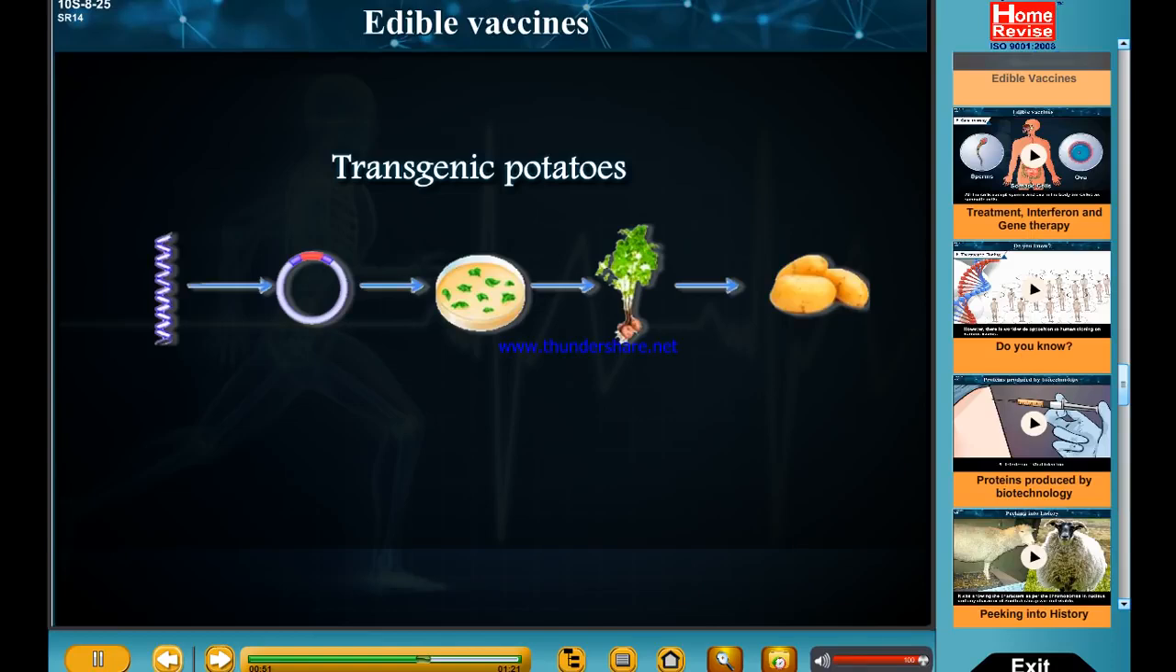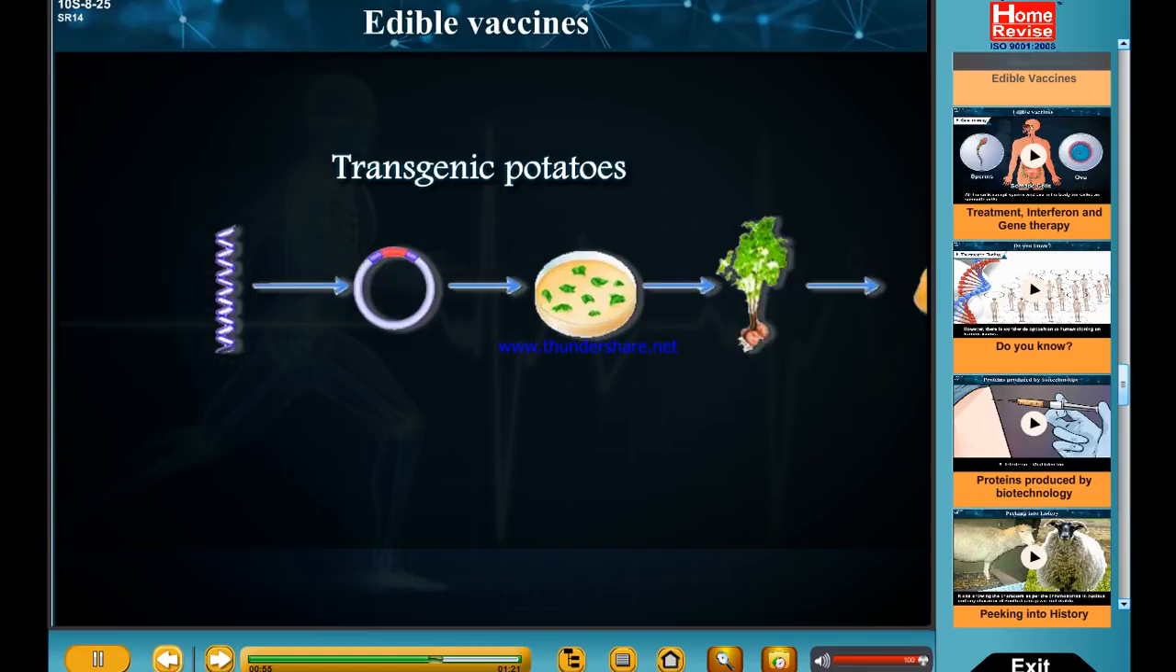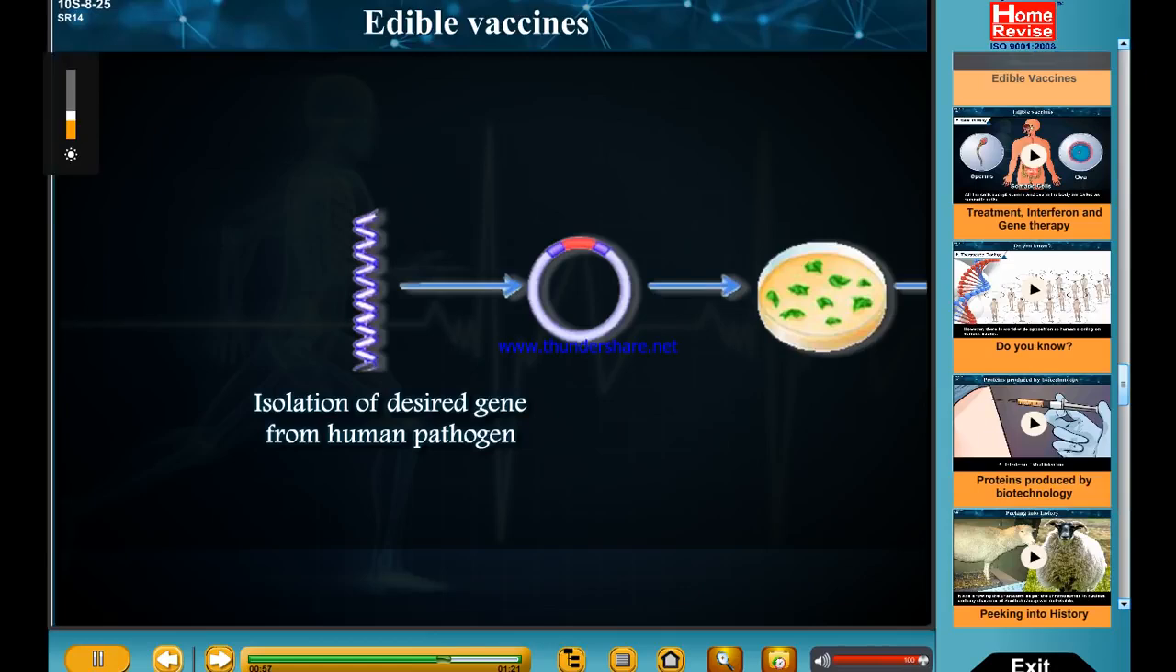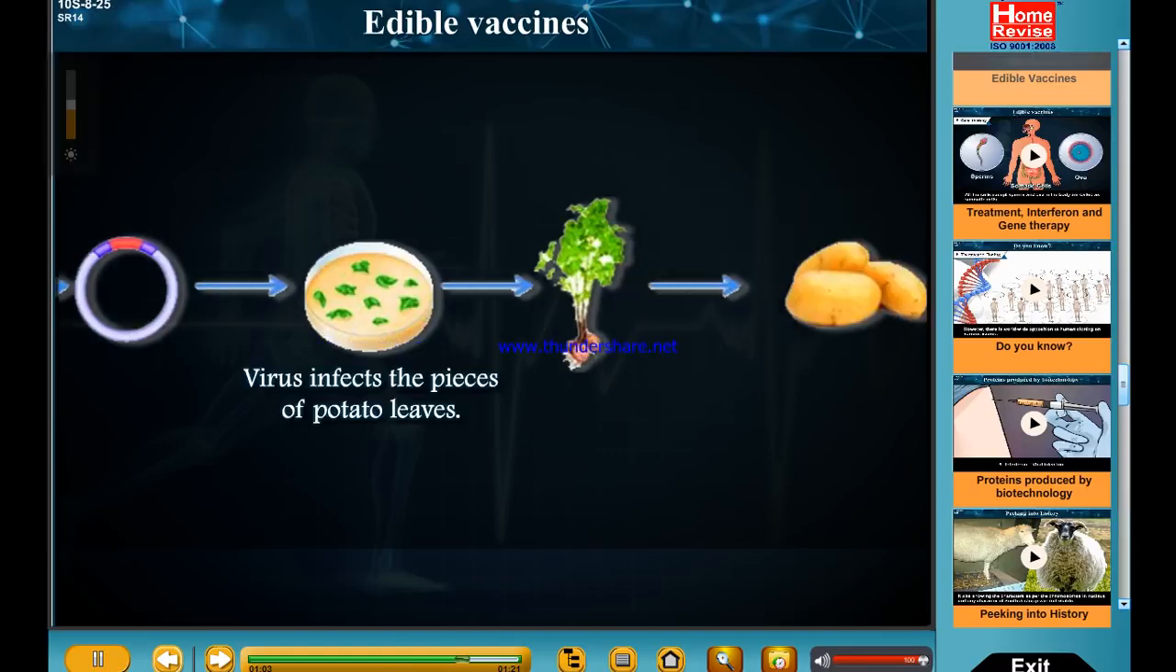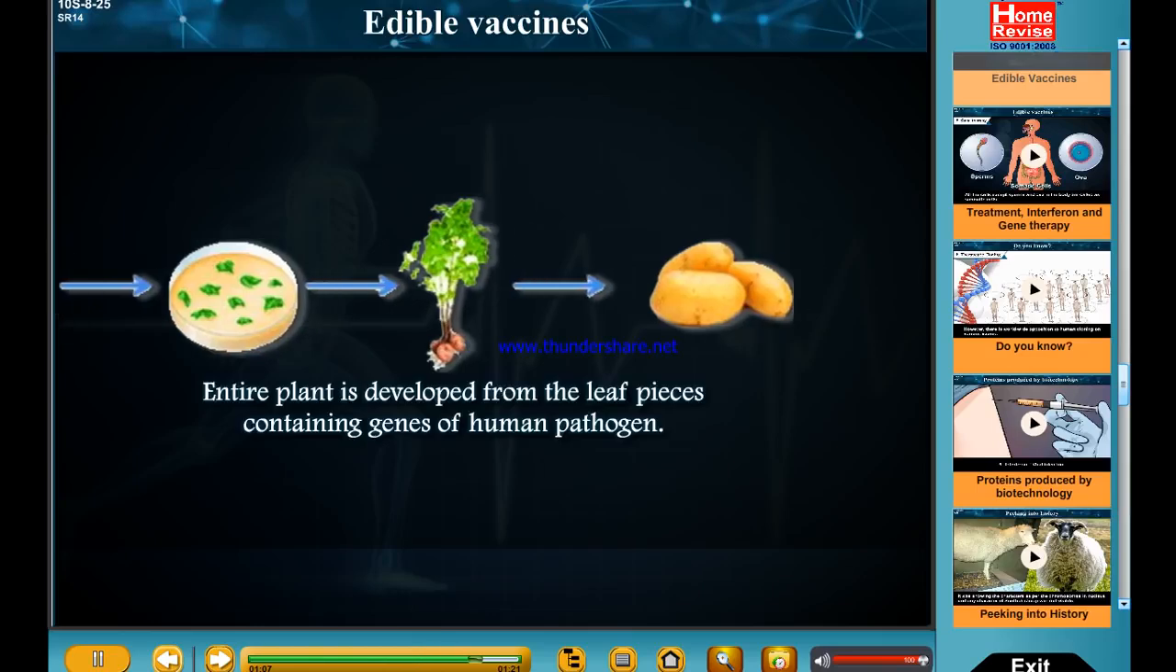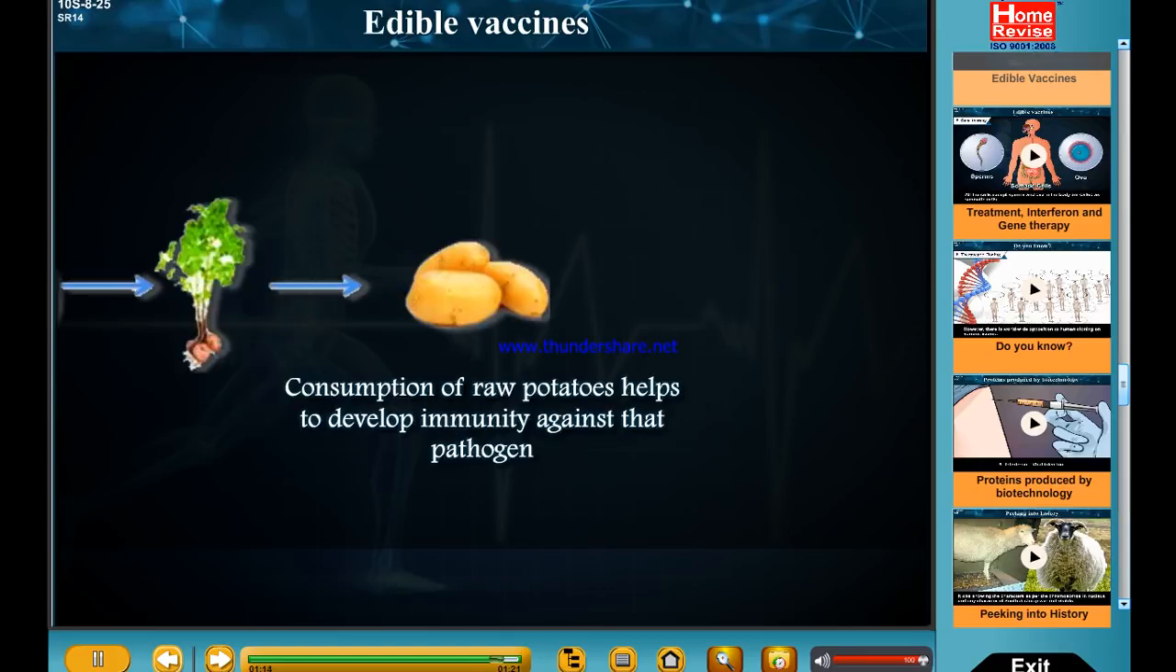Let's recall the process of preparing transgenic potatoes. Isolation of desired gene from human pathogen. Transgenic plant virus. Virus infects the pieces of potato leaves. Entire plant is developed from the leaf pieces containing genes of human pathogen. Consumption of raw potatoes helps to develop immunity against the pathogen.